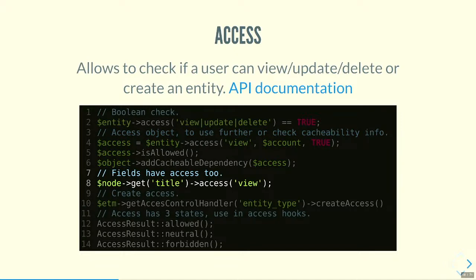You can also check access to fields. So you can check if a user is allowed to see a certain field. The difference is that entity access is by default denied, so you need to allow it. And field access defaults to allowed, so you need to deny access if you want a certain field not to be accessible. Usually you only see the difference when you implement access hooks.